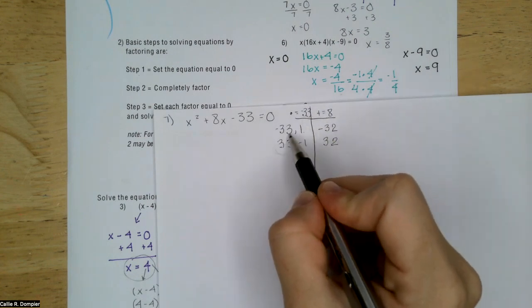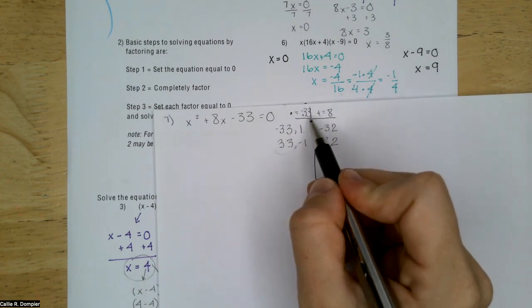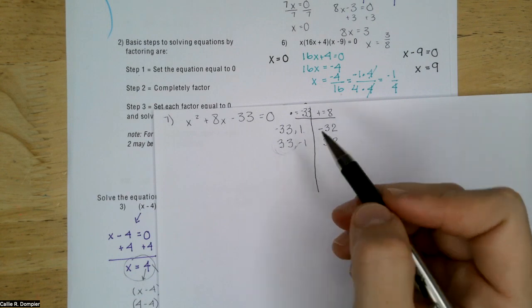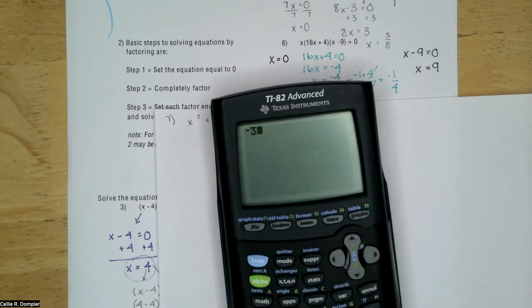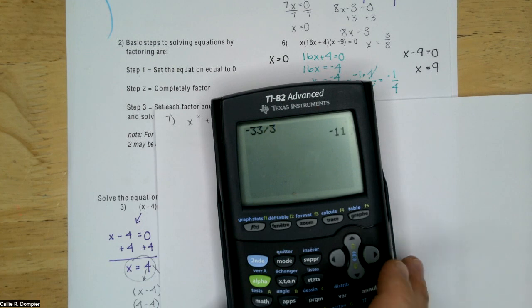I've divided it by 1. I got -33. I can't divide it by 2 because it's not an even number. Can I take -33 and divide it by 3? I can, right? -33 divided by 3 is -11.